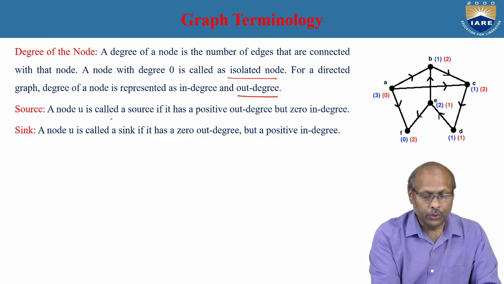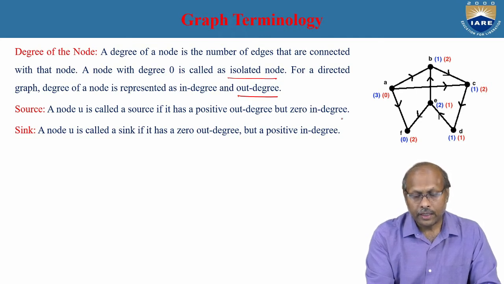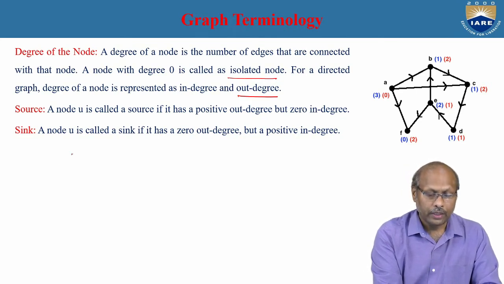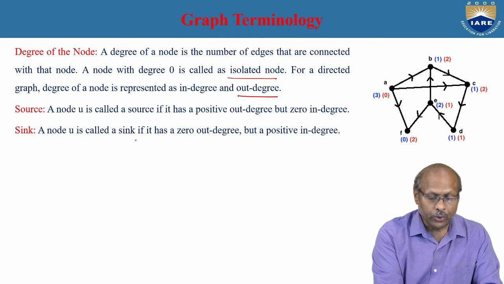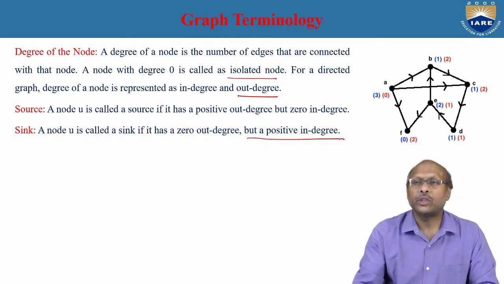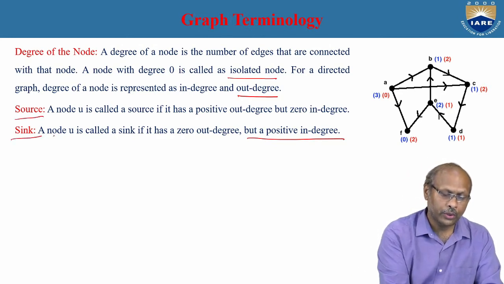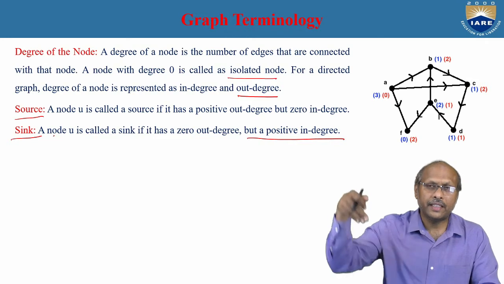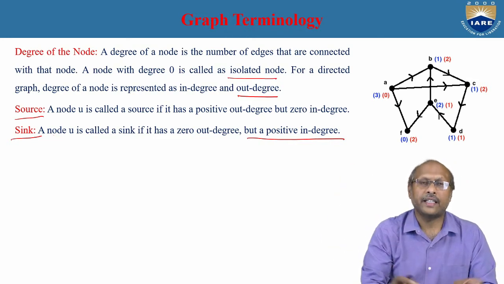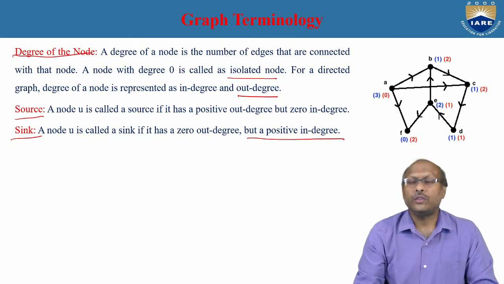A node U is called a source if it has a positive out degree but zero in degree. A node U is called a sink if it has zero out degree but a positive in degree. So you should know what is source and what is sink. Sink means where it is reaching. Source means where it is starting. They are the terminology you should know.